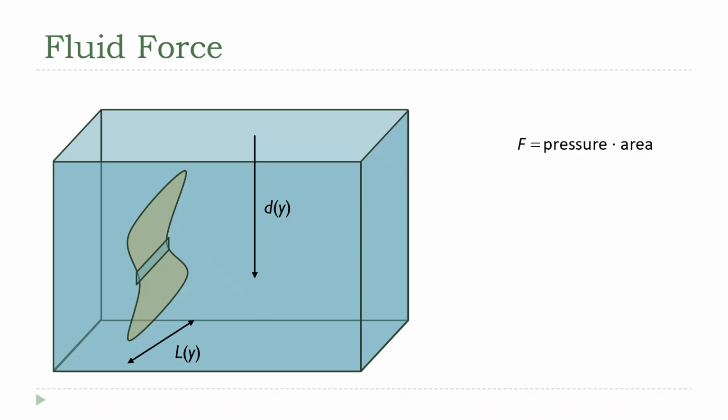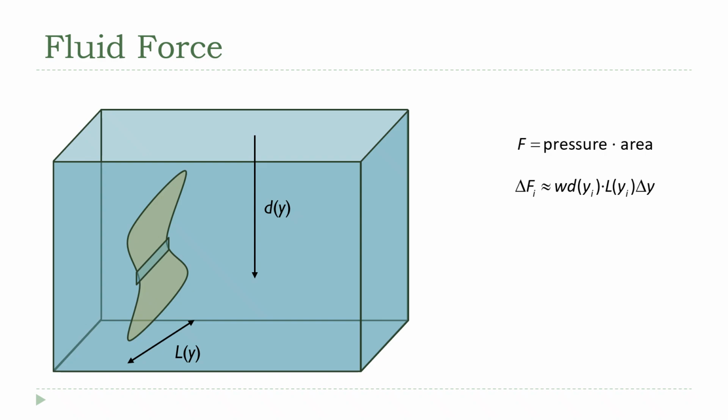So if we call this the ith subsection, then the force is equal to the pressure, which is W times d of y sub i. That's Pascal's formula. d of y sub i is the H, times the area, which is L of y sub i, the length of the rectangle, times delta y, the height of the rectangle.